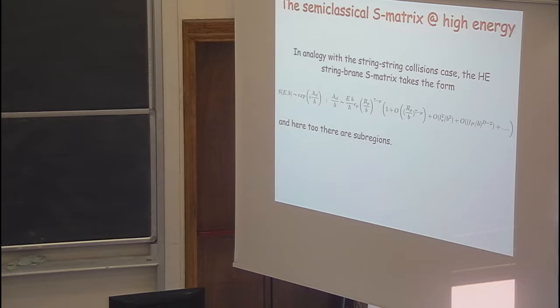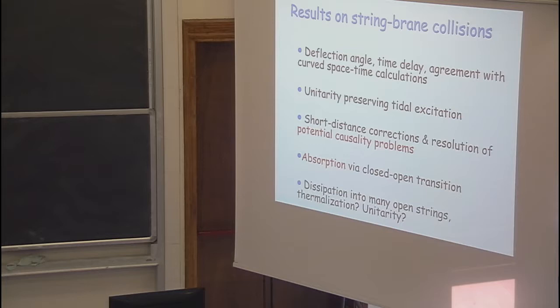Now, the semi-classical approximation also resembles very much the one we had previously, mutatis mutandis. You see here now you have, again, a leading term, classical corrections, and string corrections. And here, too, there are subregions. So, the results on the string-brane collisions: again, the deflection angle, time delay, agreement with curved space-time calculation, unitarity-preserving tidal excitation of the string. Then there are short-distance corrections and resolution of this potential causality problem, absorption via closed-open transition, and finally, in the third region of parameter space, you would expect to have dissipation into many open strings, thermalization, unitarity, but that's, of course, the difficult case.